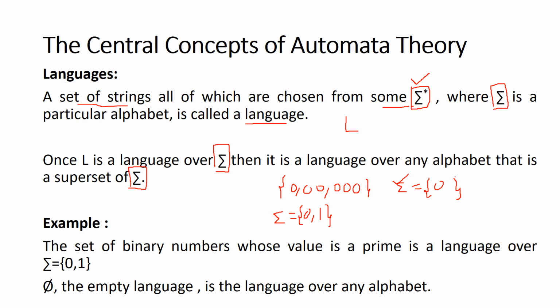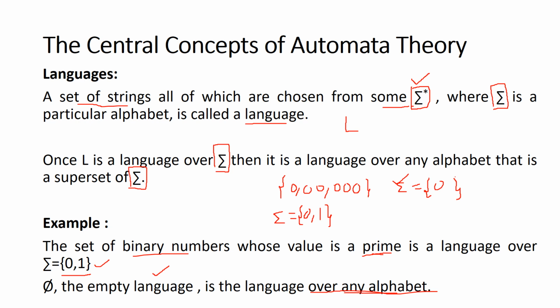So let us look at a few examples of languages. The set of binary numbers whose value is a prime is a language over sigma 0 comma 1. So all the binary numbers whose value is a prime number is a language over sigma equal to 0 comma 1. Phi is the empty language consisting of no element, and phi is a language over any alphabet. If you remember, we discussed epsilon, a string. Epsilon is a string that is defined over any alphabet. Similarly, phi is going to be a language over any alphabet.